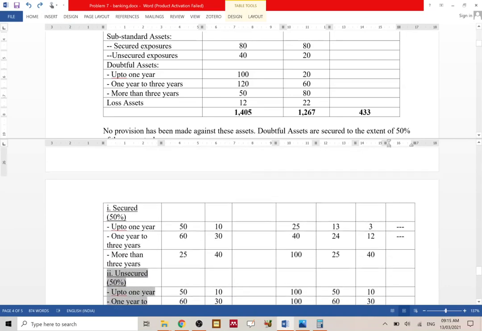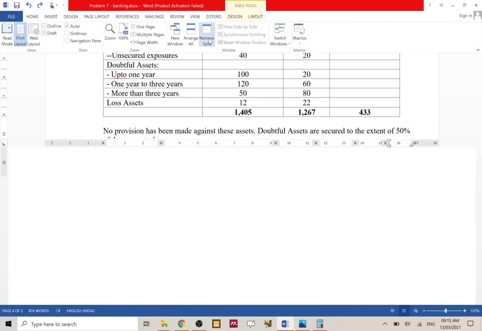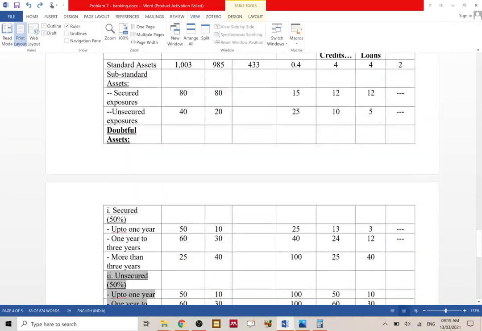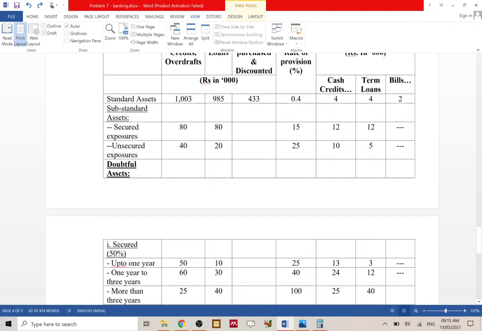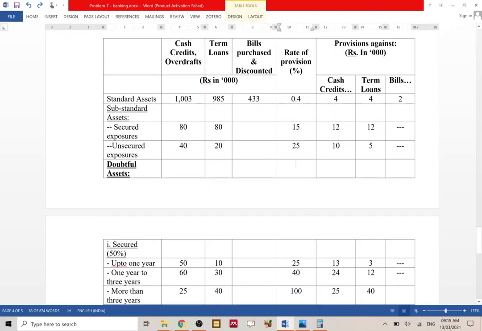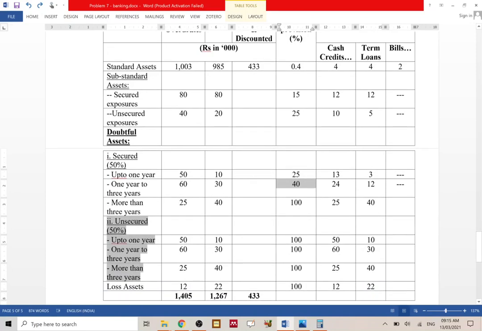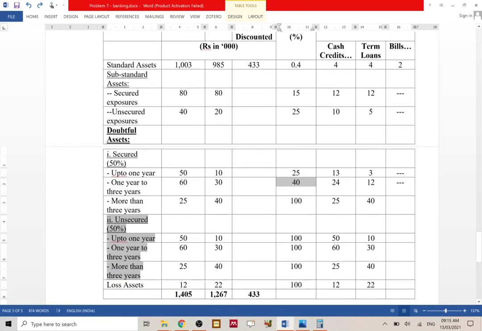Time to total them up. We'll just remove the split view so that we get to see the entire working note at once. Alright, so here's what it looks like. Your total cash credit column we have to total up, just so we know how much is the total provisions on all the cash credits, whether they are standard assets, whatever. Now it doesn't matter anymore. We have to make one total of all of these provisions.